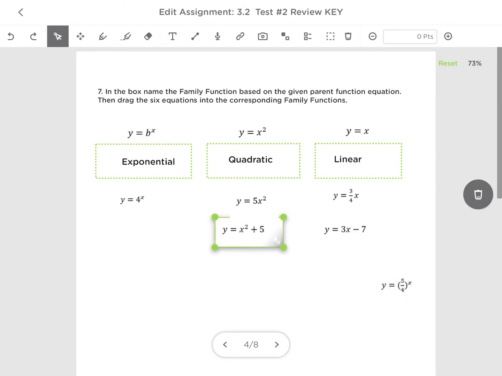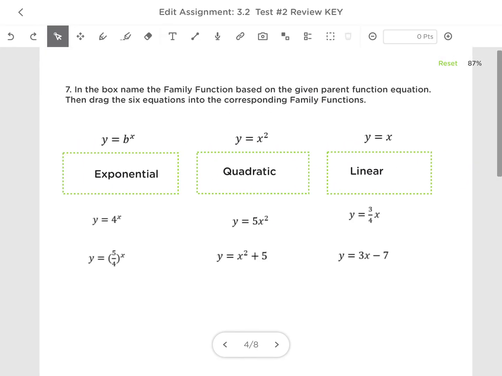X squared plus 5. Quadratic. And then y equals 5 over 4 to the x power. That's an exponential function. Okay, make sure there's none hiding. Got them all? So you should sort them like that. There's 2 for each of them.